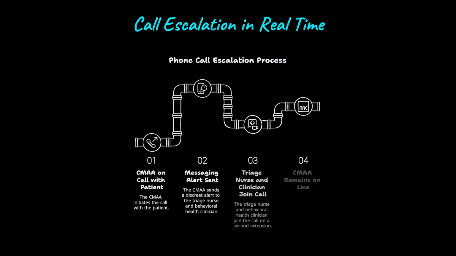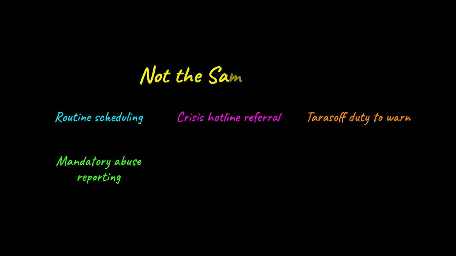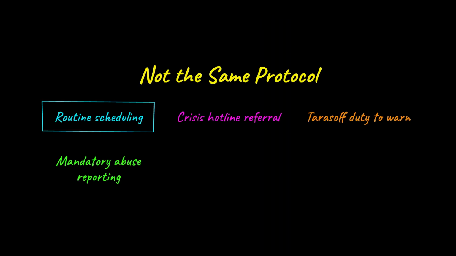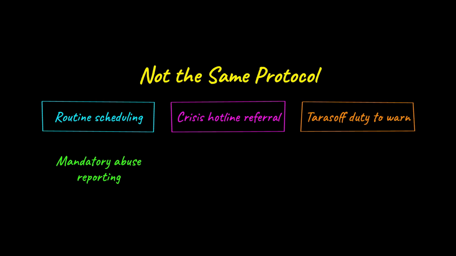Picture a Tuesday call. A patient reveals a plan involving medication at home. The CMAA thanks her, asks her to stay on the line, and quietly alerts the triage nurse and behavioral health clinician, who joins within 90 seconds to arrange same-day care. Don't confuse this with routine scheduling for stable patients, a crisis hotline referral as a mere adjunct, the Tarasoff duty to warn identifiable victims, or mandatory reporting laws for abuse and neglect. Each is a distinct framework.